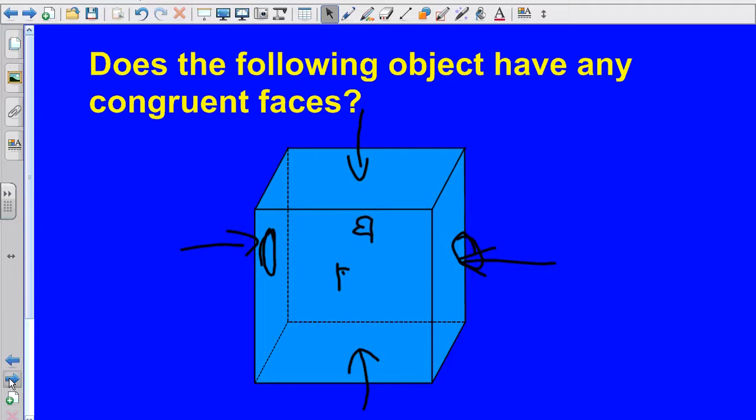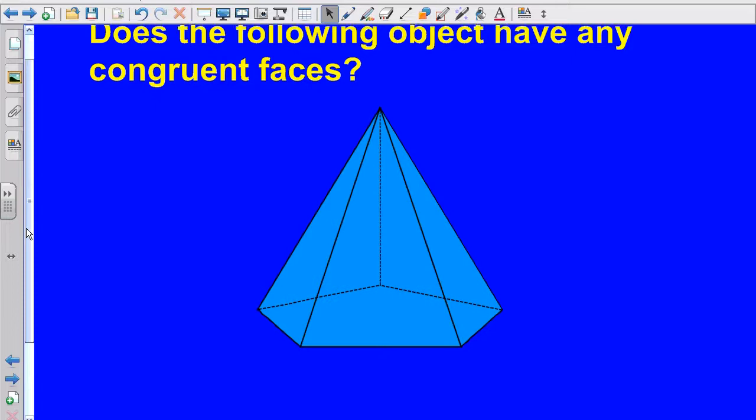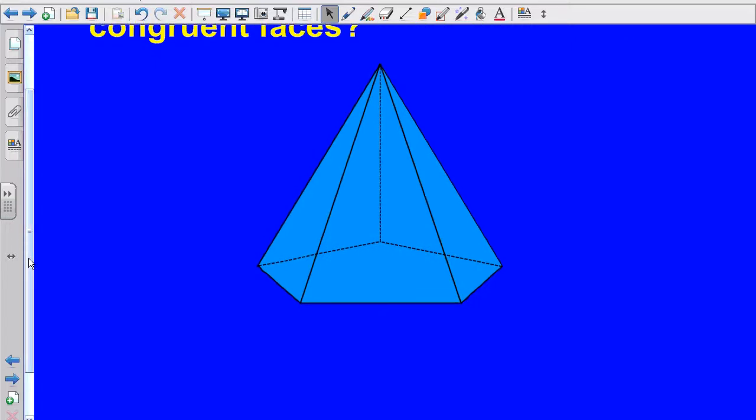All right. So does this object have any congruent faces? We have top and bottom, left and right, and front and back. Okay. What about this one right here? Does this one have any congruent sides?